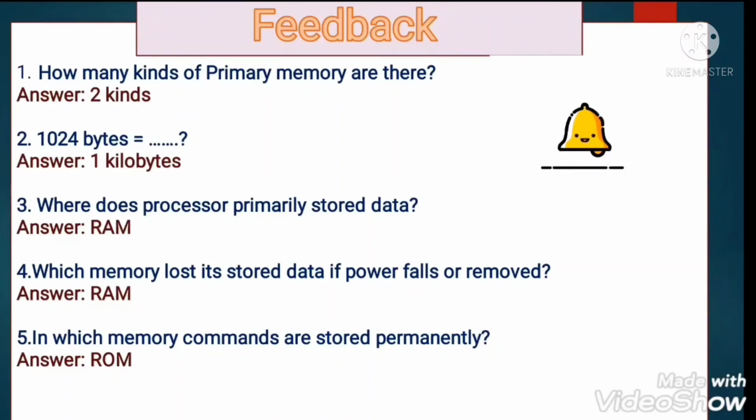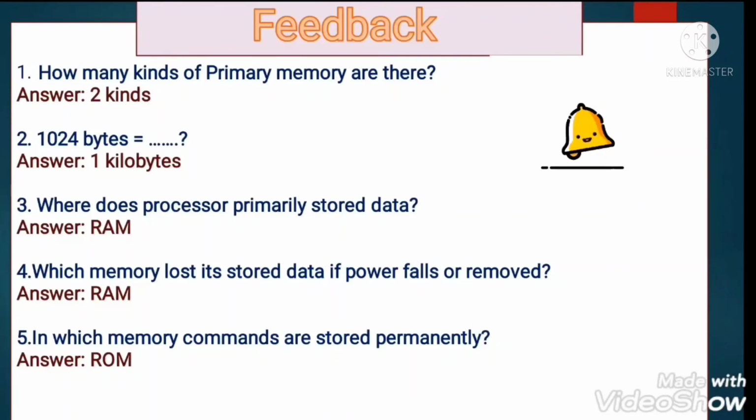Question number 1. How many kinds of primary memory are there? Yes, it is 2 kinds. Number 2, 1024 bytes equals how many kilobytes? It is 1 kilobyte. Very good, correct answer. Question number 3. Where does the processor primarily store data? Guess. RAM. Yes.